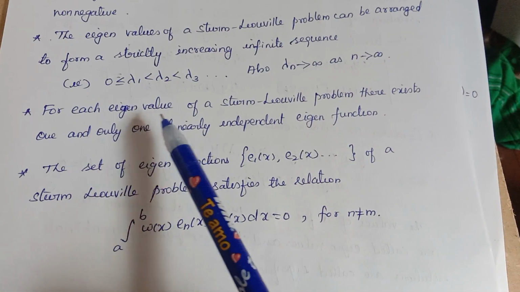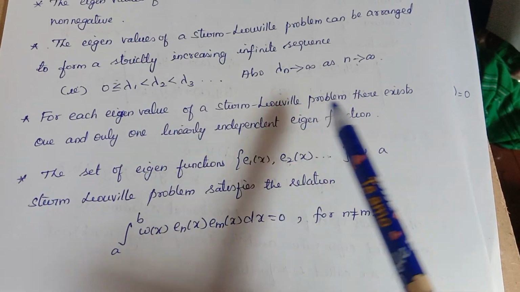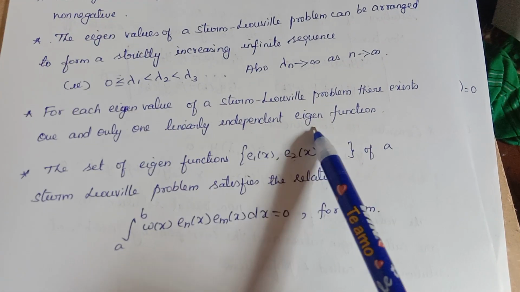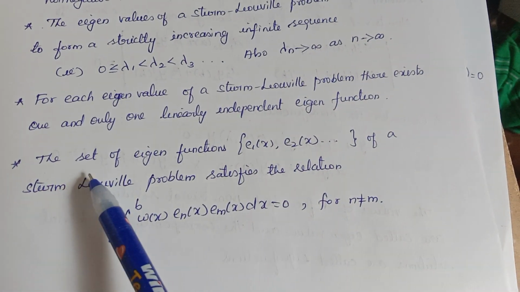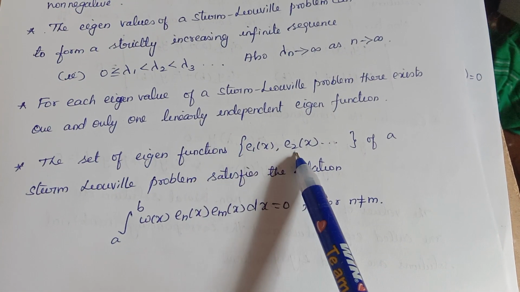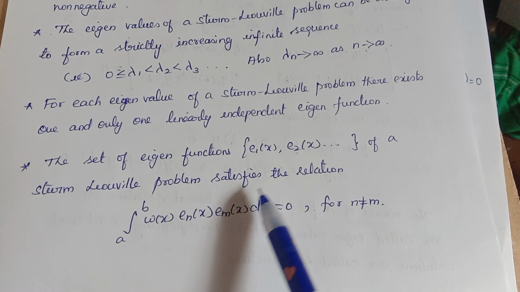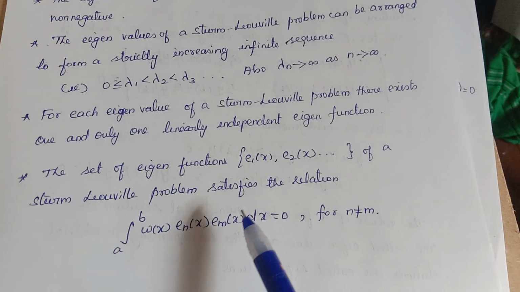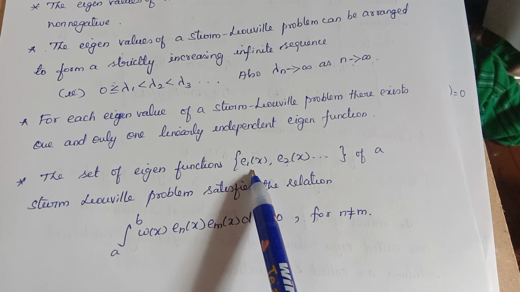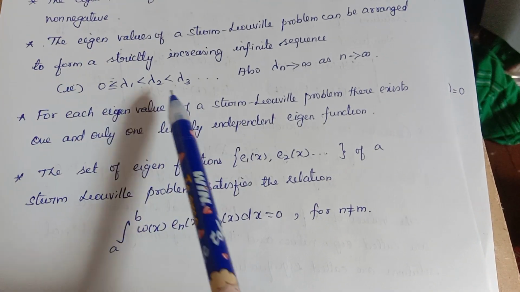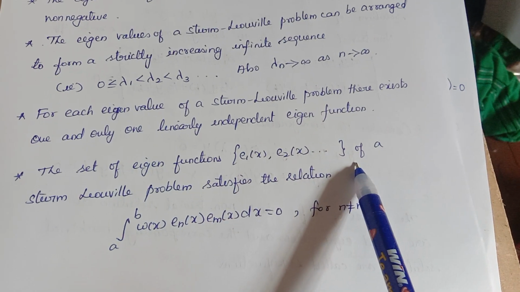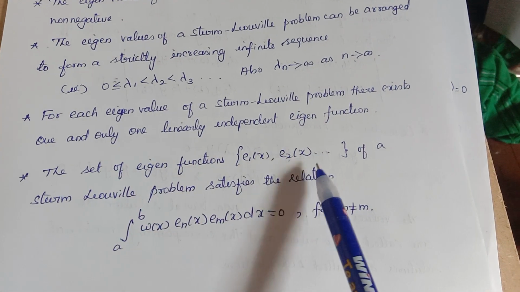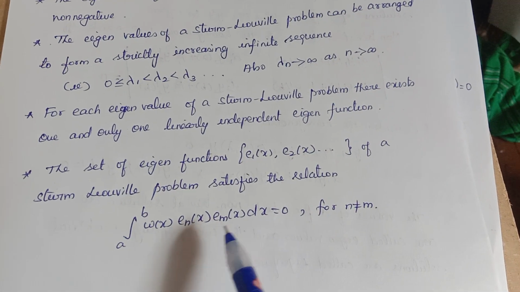Next one, for each eigenvalue of a Sturm-Liouville problem, there exists one and only one linearly independent eigenfunction. There exists one and only one solution, right? And then the set of eigenfunctions e1, e2 etc. of a Sturm-Liouville problem satisfies this condition. See, for lambda 1, e1 of x is the eigenfunction. For lambda 2, e2 of x is the eigenfunction, etc. So this will form a set, no? This set will satisfy this orthogonal property.